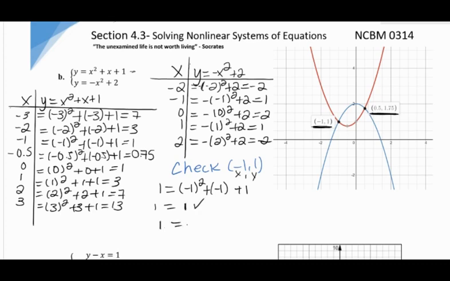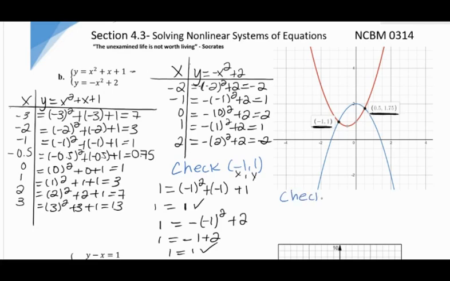I have 1 equals negative 1 squared plus 2. 1 equals, negative 1 squared is 1, so this is negative 1 plus 2. So this is 1 equal to 1. Yes.